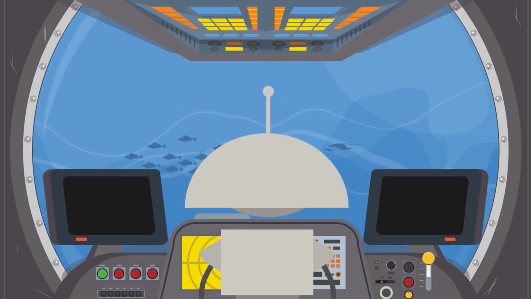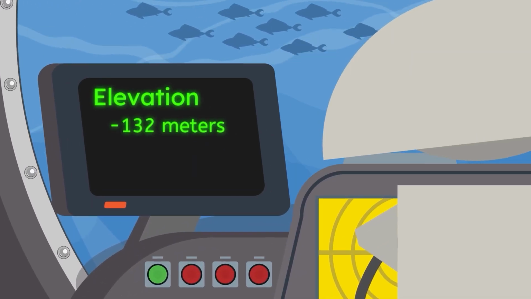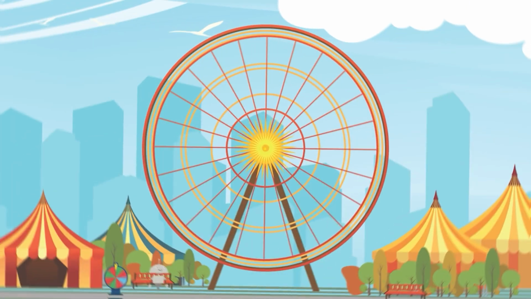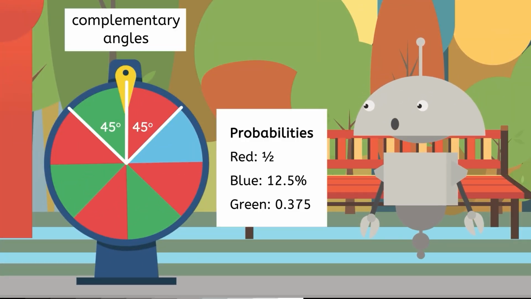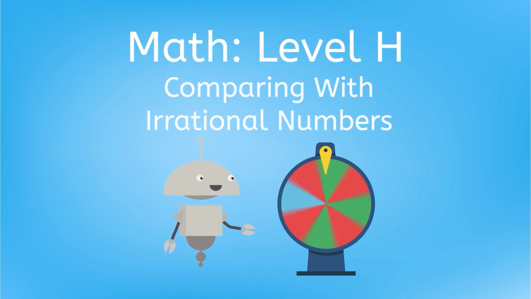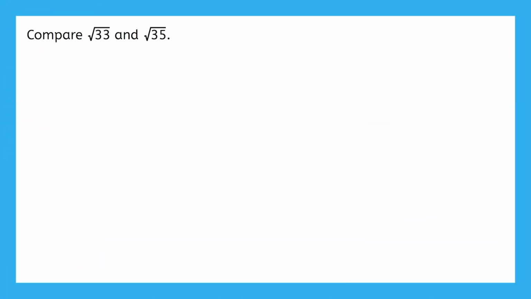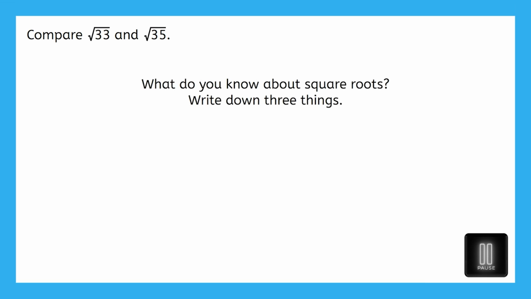But this got me thinking. We've been working with irrational numbers lately. Can we compare them the same way we compared our swim times? Let's try comparing the square root of 33 with the square root of 35. We'll need to use what we know about square roots to figure this out. Pause the video and write down 3 things you know about square roots in your guided notes.